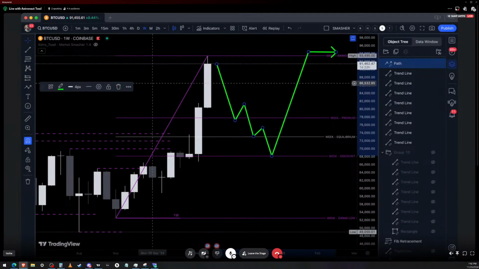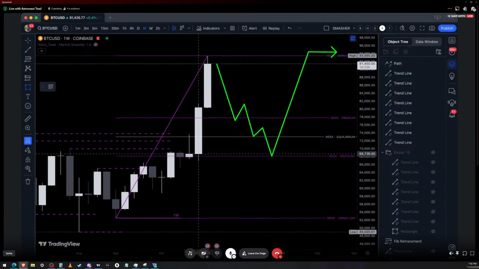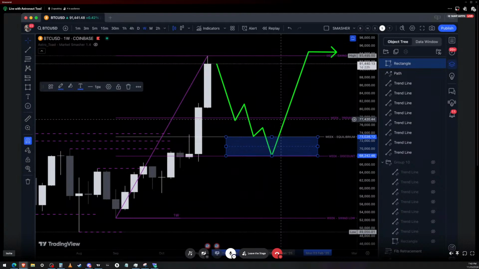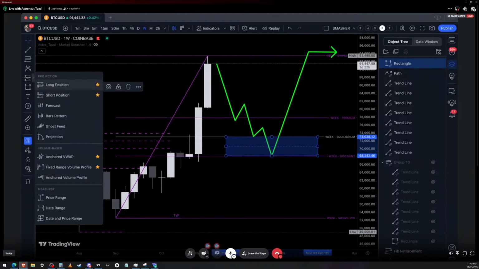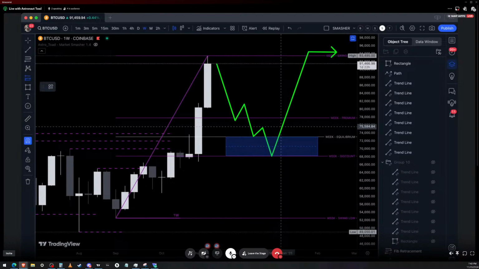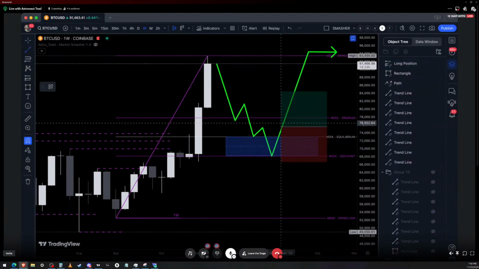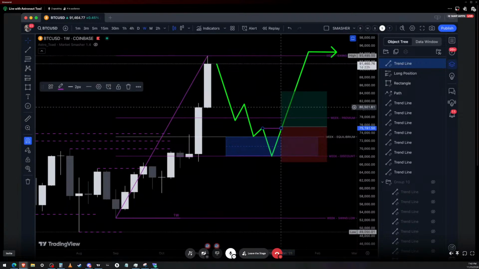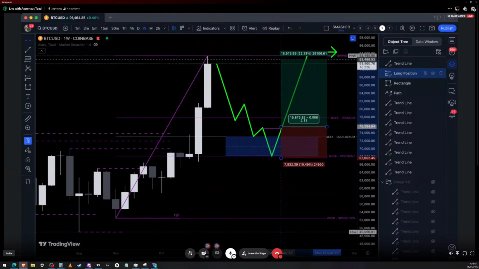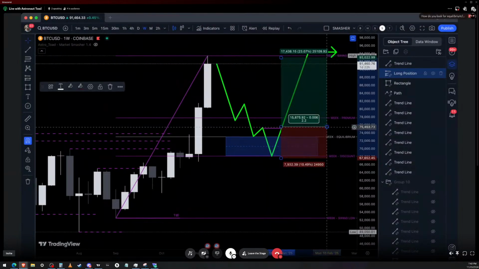But here's the entry model. You have to wait until price gets down below equilibrium, because that gives you an edge over other traders, because your stop loss can be closer and your reward can be better. So you wait for this to get broken above this level right here, and then you go long and you put your stop loss below that low, and then you target this high. Bam, suddenly you got a 2-to-1 risk to reward ratio trade.